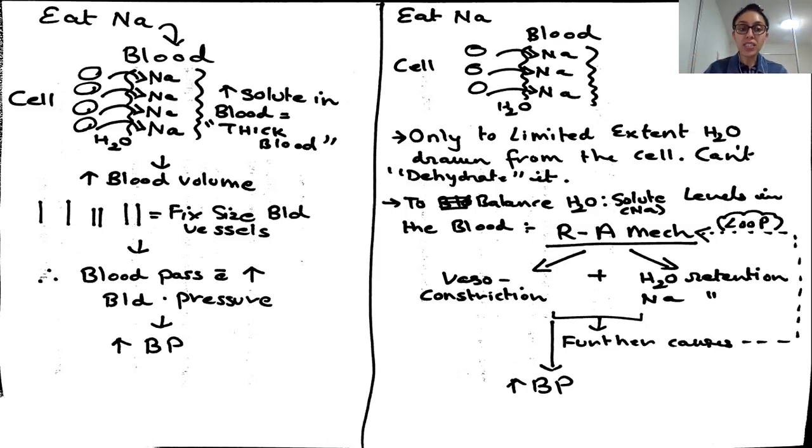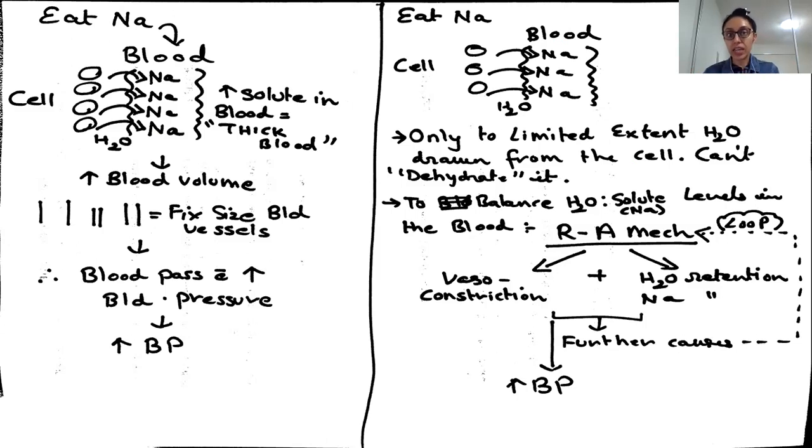So basically, the first thing that happens is your blood volume increases, but there is only so much capacity for your blood vessels to expand. Therefore, what results is increased blood pressure, because the diameter and surface area of your blood vessels can only increase up to so much.